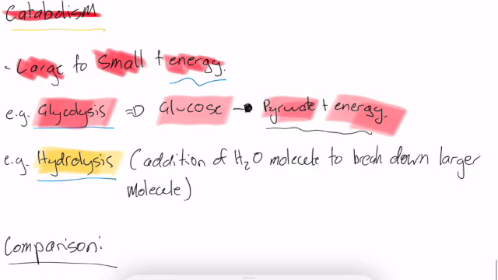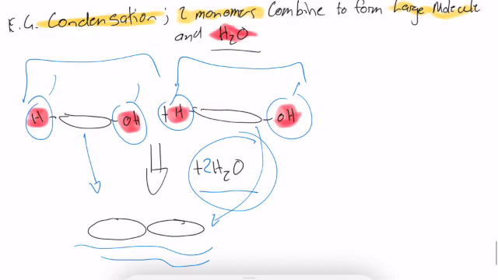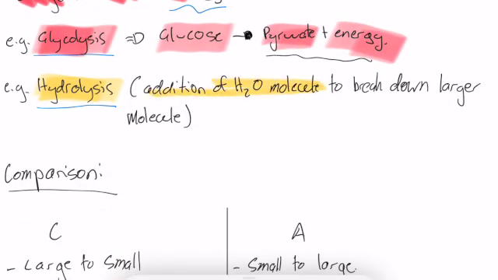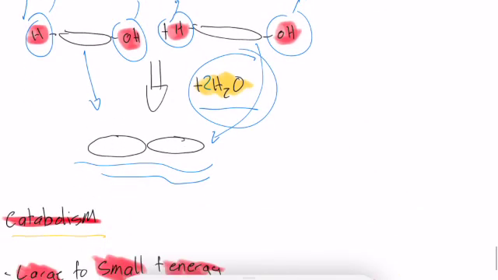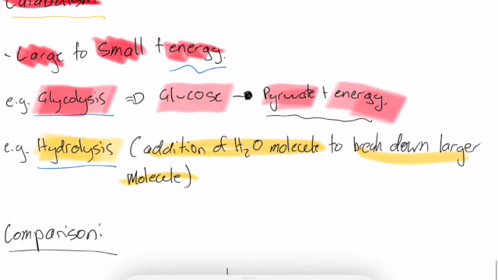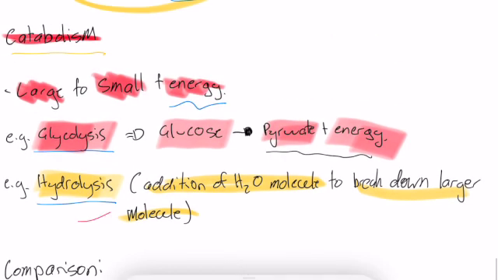You can imagine in condensation, water is a product of the reaction. Hydrolysis is where we add H2O molecules in order to break down a larger molecule. So if I had this large molecule and then I added water, ultimately it's going to break down back into these two small molecules. That is effectively what hydrolysis is, and it's an example of catabolism because it's large to small.